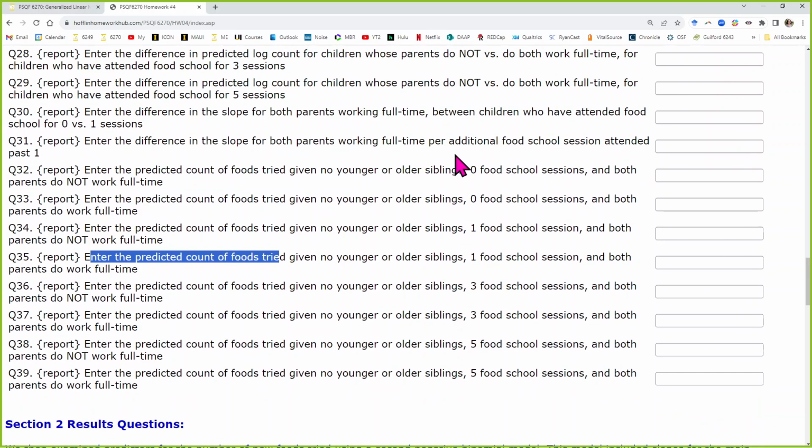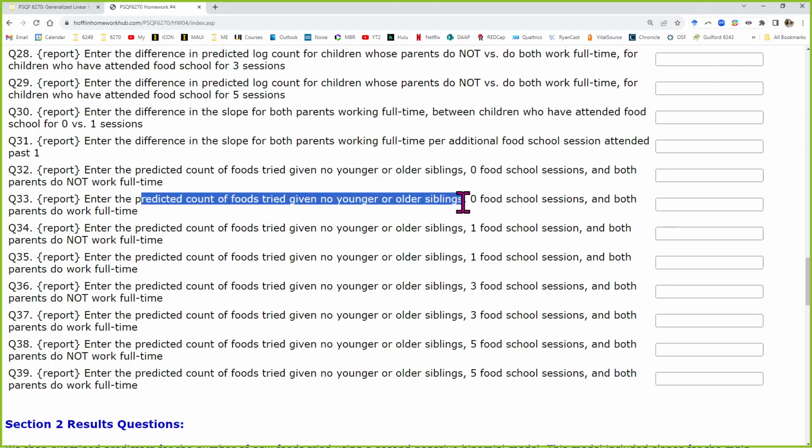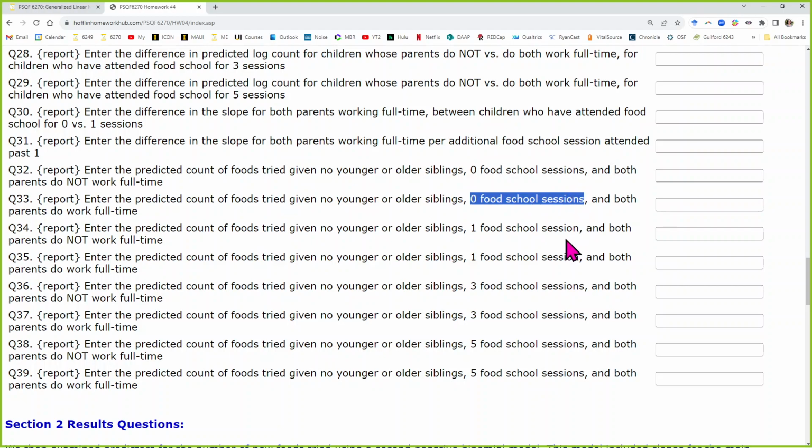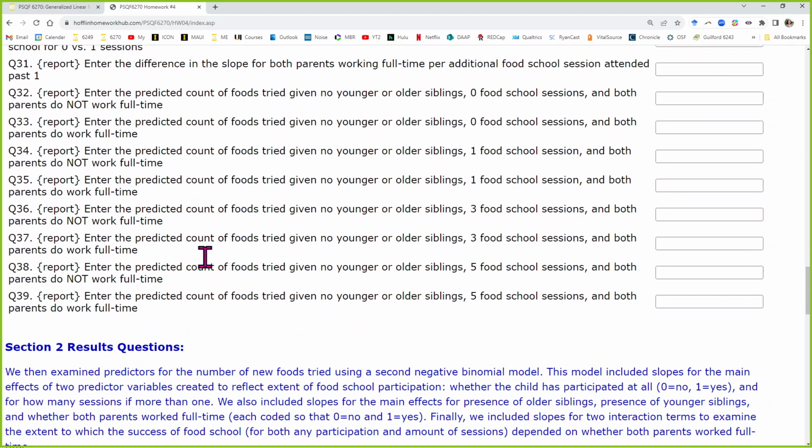So for instance, the first one is asking the predicted count of foods given no younger or no older siblings. You have to fill in 0 for those two predictors. Otherwise, it will do whatever is happening on average. Likewise, 0 food school sessions involves both predictors being 0, not just the binary version of it. And predicted count means that you're trying to get these predictions within the data scale, not the model scale. So making sure you have the right options for that will also be useful.